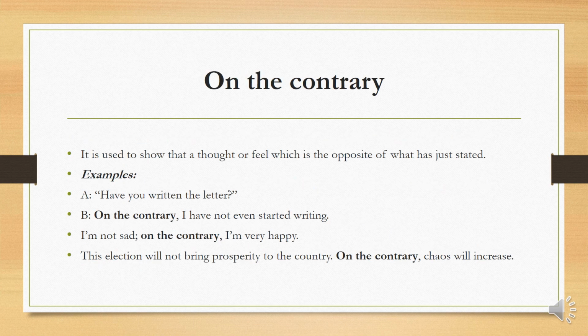On the contrary is used to show that a thought or feeling is the opposite of what has just been stated. For example, A: Have you written a letter? B: On the contrary, I have not even started writing. I'm not sad. On the contrary, I'm very happy. This election will not bring prosperity to the country. On the contrary, chaos will increase.